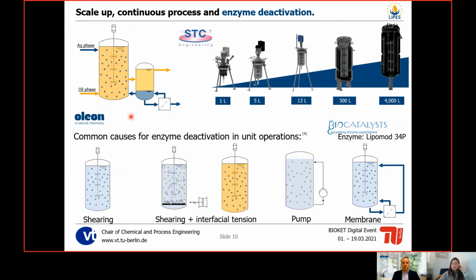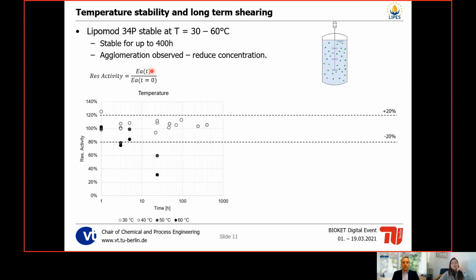For running a continuous process, we also need pumps. So we observe the deactivation in the pumps and also in the membrane where we have to retain the enzyme for the process. Here you can see that if we change the temperature, Lipomod 34P should be stable at 30 to 60 degrees Celsius. And we make experiments up to 400 hours. And at different time steps, we test the enzyme activity again and compare it to the initial enzyme activity.